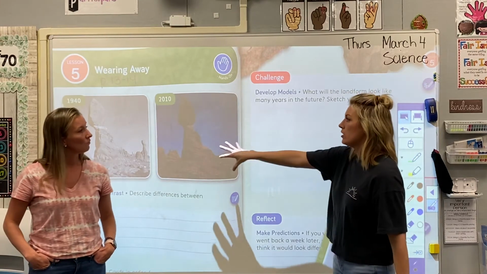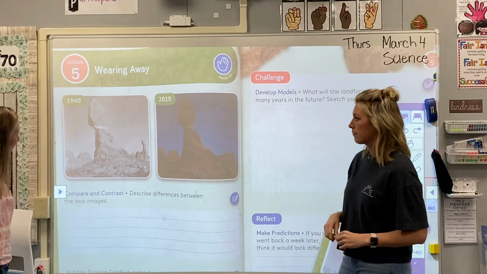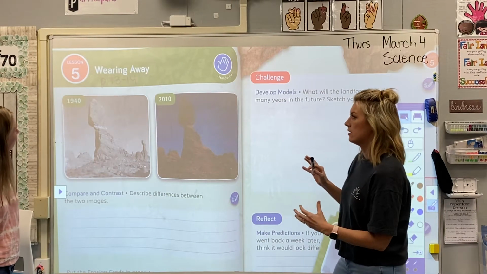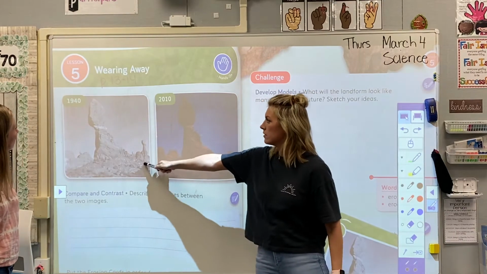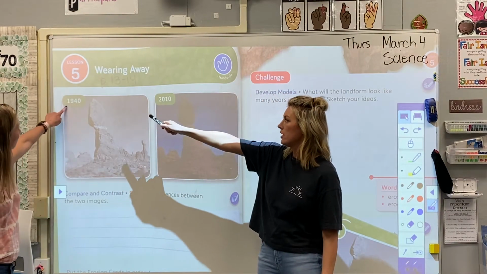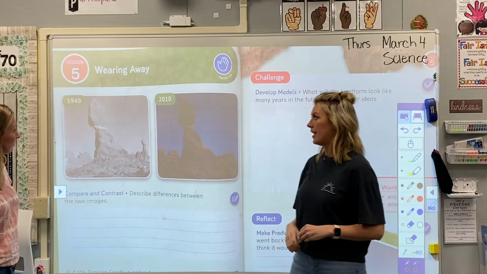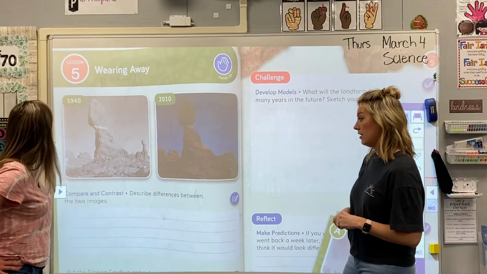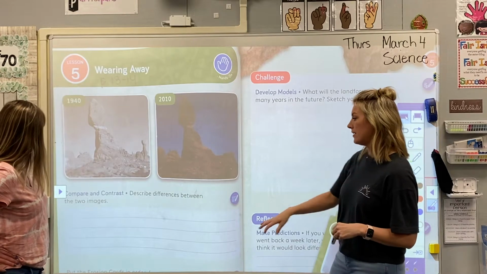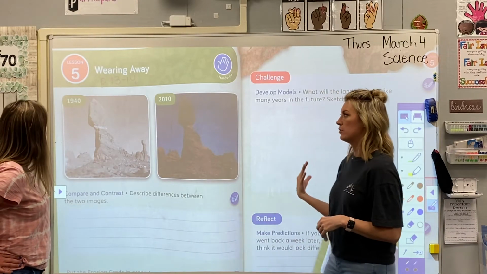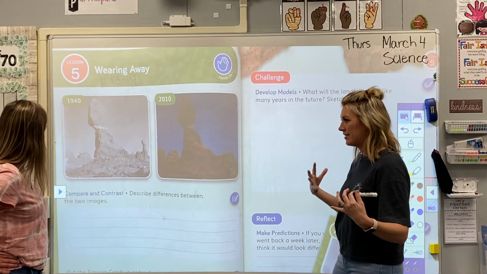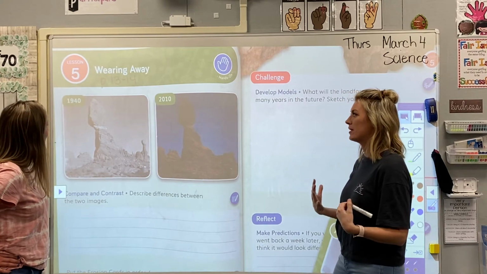So the first thing I want to do is look at these two pictures. It looks very similar. There's a few differences, and I noticed that this one was photographed in 1940, this one in 2010, so 50 years difference. It's a big difference. So we want to write down a couple of the differences we've seen between the two images. What do you notice immediately about them that's different?